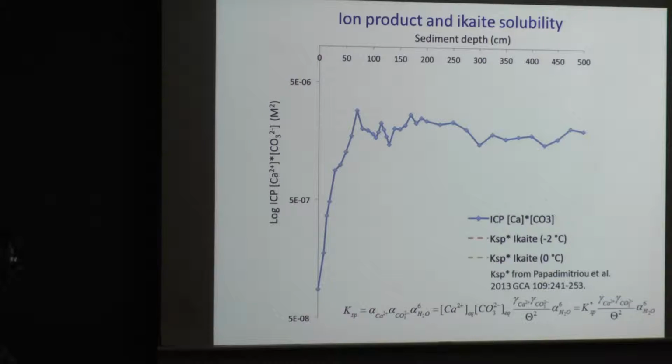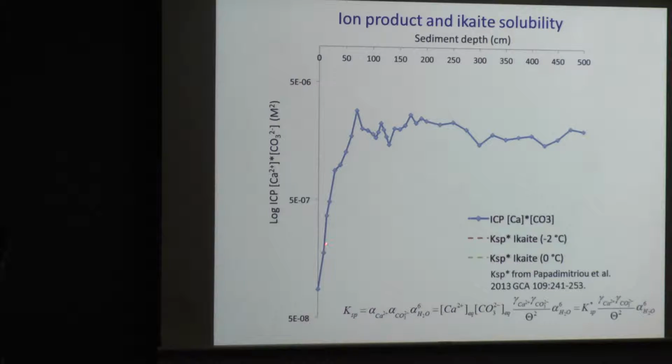And if you have the solubility product expressed in terms of actual ionic concentrations, you can determine whether or not the system is supersaturated. So I use a solubility product. This is a stoichiometric solubility product from a paper by Papadimitriou in 2013. So this accounts for ionic strength effects already in the calculation.